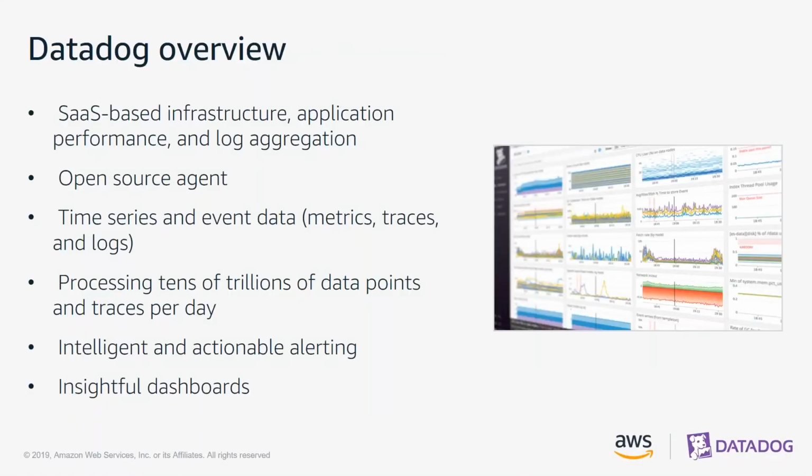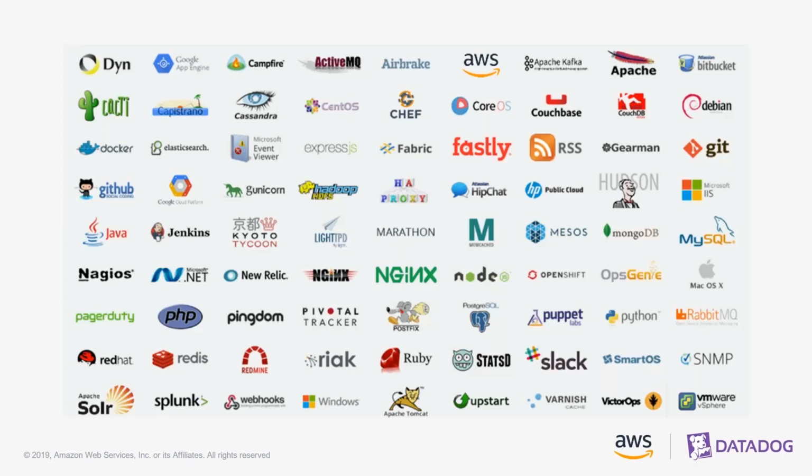There we go. Datadog is a SaaS-based product that offers infrastructure, application performance, and log aggregation in a single pane of glass. We're collecting tens of trillions of metrics, traces, and log events from our customers around the world. You might know us from our extensive integrations with more than 250 technologies that we cover out of the box. And you might not be using all of these technologies, but we're there to support you whatever off-the-shelf technology you use.